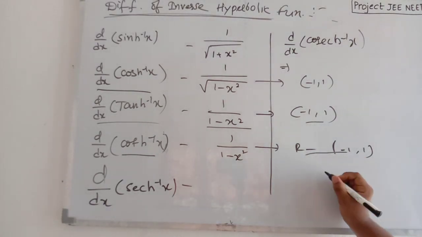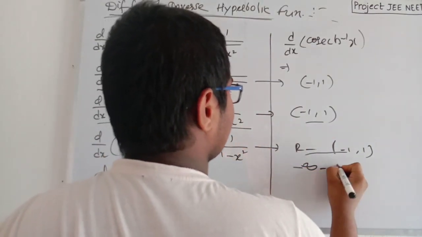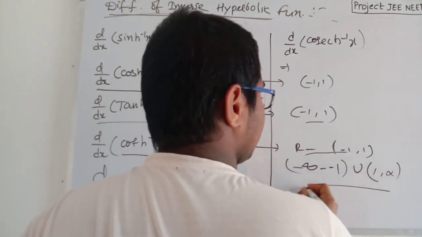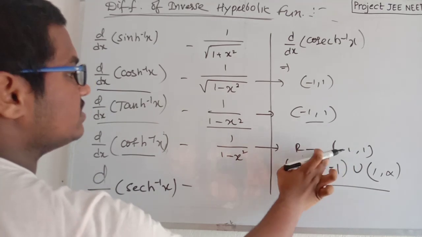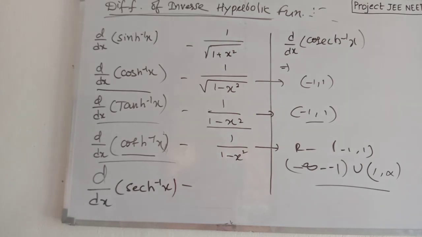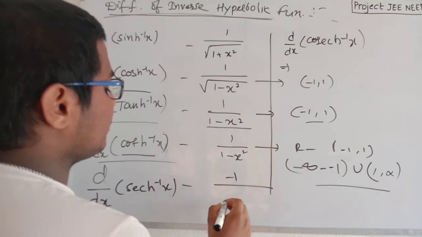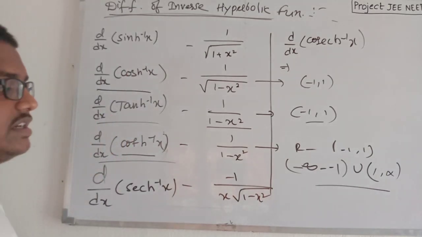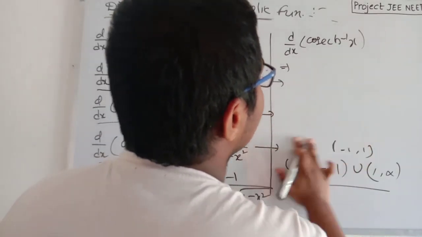So this will be written as negative infinity to minus 1 union 1 to infinity. Okay, you all got the difference between these two. So here we have completed up to cot h inverse x. Then let's discuss secant h inverse x, which is minus 1 by x into under root 1 minus x square. Okay, I am erasing the range values here.